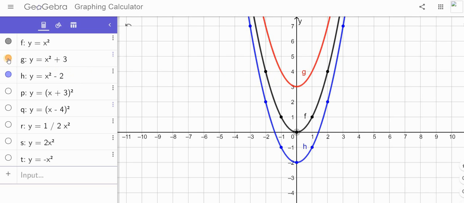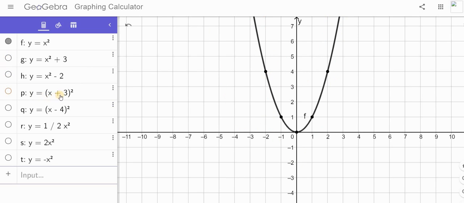The number that's added after this x squared, the plus 3 or the minus 2, is going to shift my graph up or down. Now we're going to look at this graph P, and this is (x plus 3) squared. We can see here that the graph is shifted left. To me, it's sort of the opposite of what I would expect. On my g function, when I added 3 out at the end, it shifted the graph up in a positive direction. So it would seem like this would shift it to the right, but it's just the opposite. It shifts it to the left.